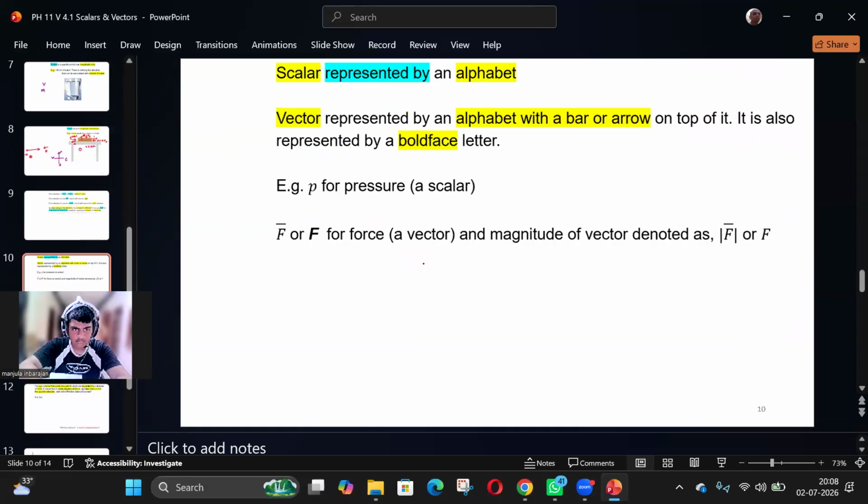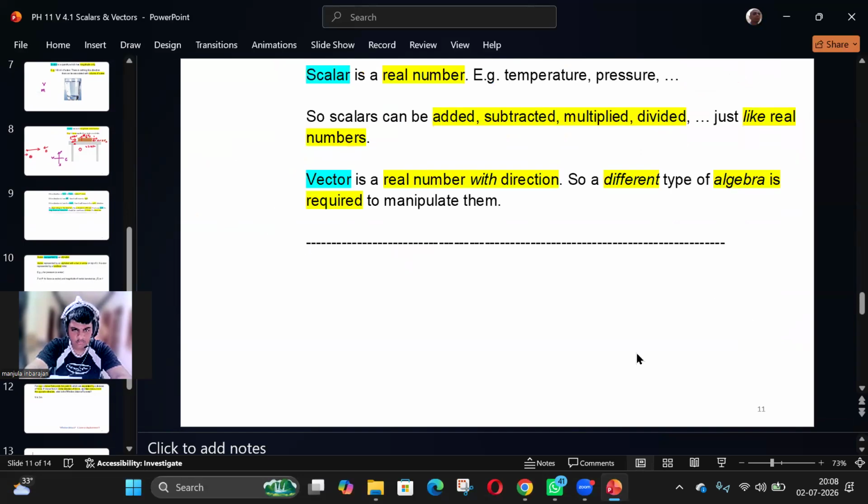A scalar we represent by an alphabet, and a vector by an alphabet with a bar or an arrow mark on top, or we can make it boldface. This is for printed material. But for writing with pen and paper, we just put a bar or an arrow mark on top, just to mention it has a direction. Examples of scalars are temperature and pressure. A vector is force.